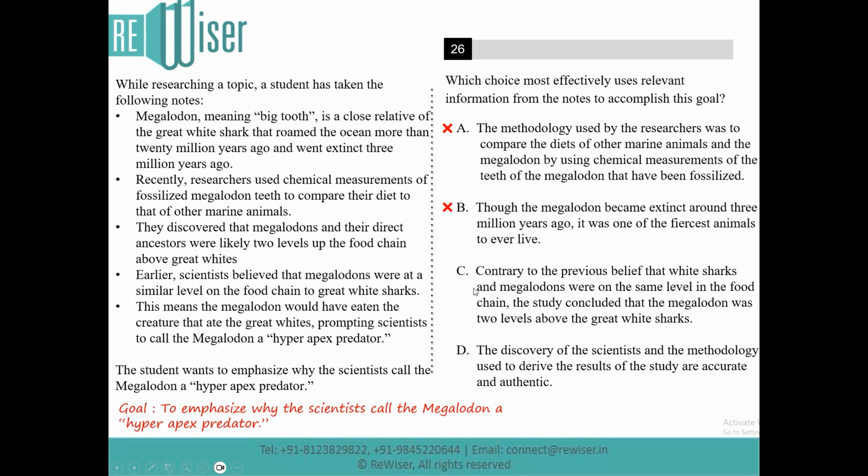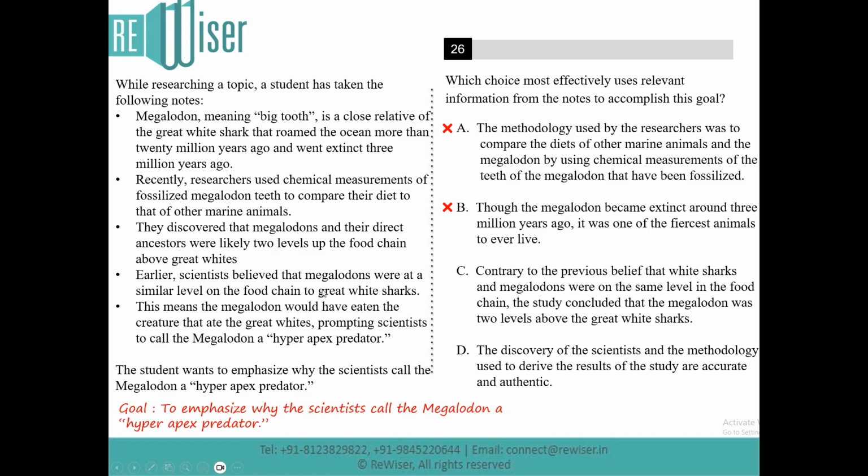Moving on to option C, you have: contradictory to the previous belief that white sharks and megalodons were on the same level in the food chain, the study concluded that the megalodon was 2 levels above the great white shark. Now, option C clearly answers the question about why scientists call the megalodon a hyperapex predator. From the student notes also, it's clearly evident that the results have prompted the scientists to call the megalodon a hyperapex predator.